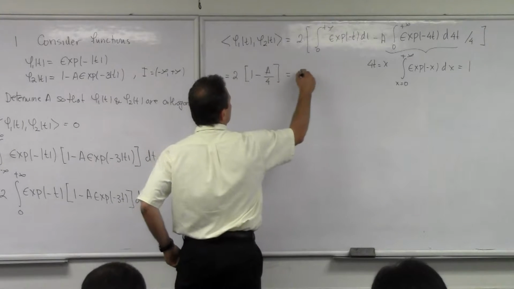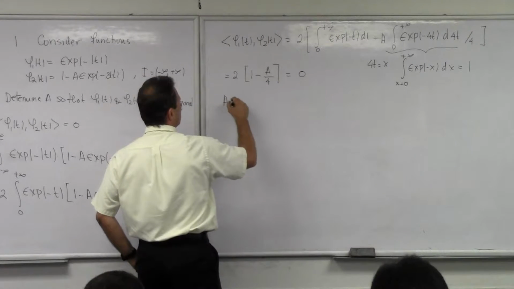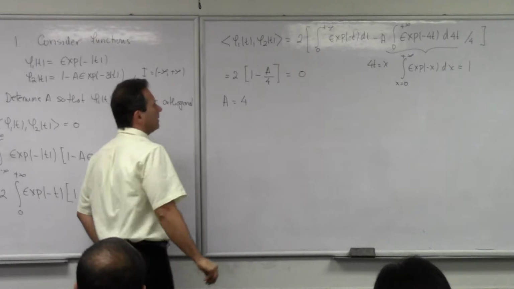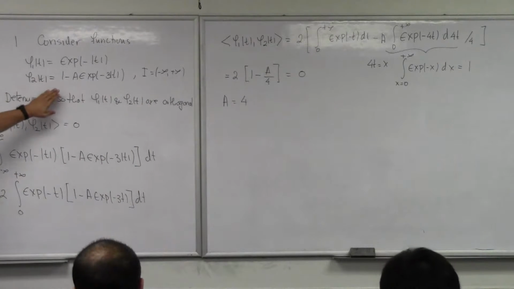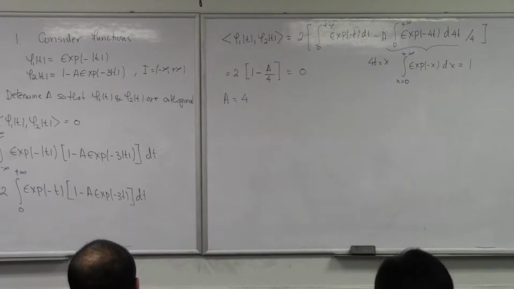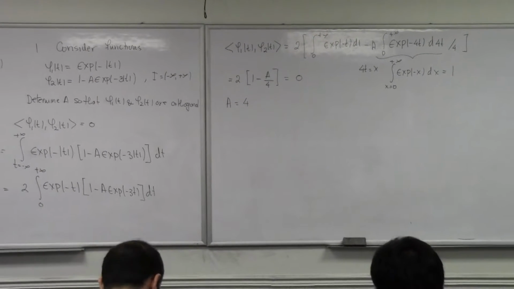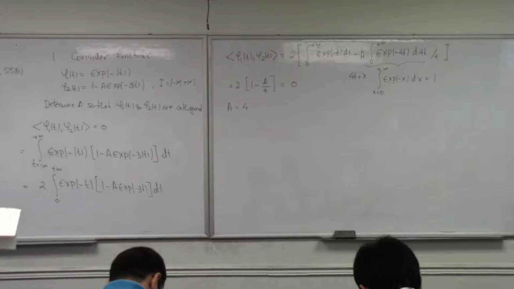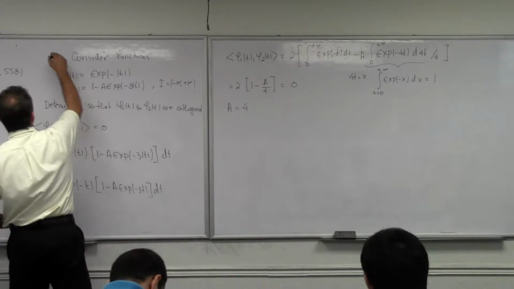And this needs to be equal to 0, so what is a? A is equal to 4. So if I set a equal to 4, these two functions become orthogonal. Right? It's as simple as that. Let's look at the next problem here.